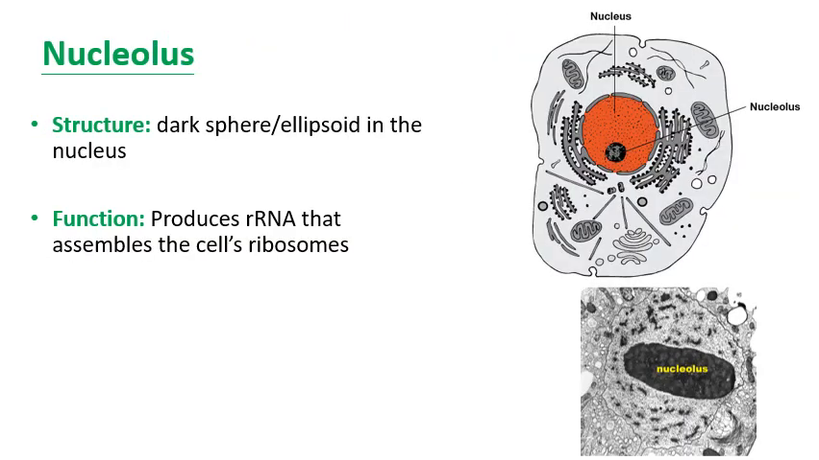The nucleolus is next. It's the dark circle that you can see in the nucleus. Here's a nice electron microscope view. So they're not always a perfect circle. This one's pretty oval shaped or ellipsoid. And the nucleolus makes the ribosomal RNA to build the ribosomes. So the nucleolus makes the ribosomes, which make the protein.